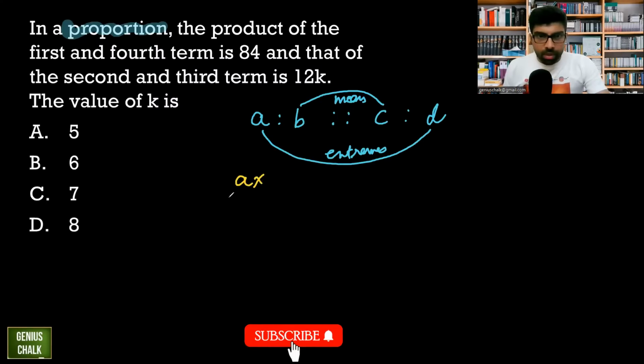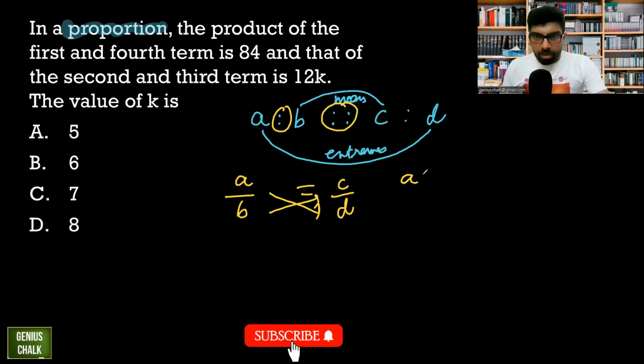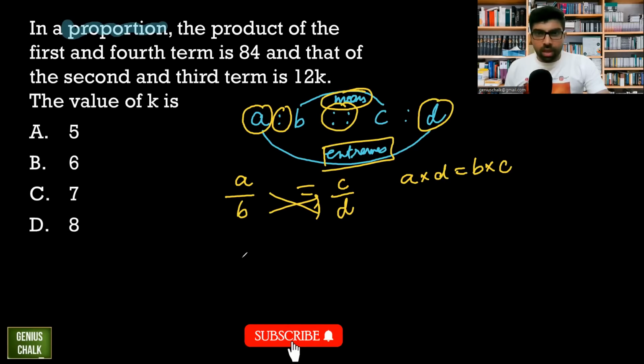So A by B, this is a ratio, right? Ratio means fraction. And this equals C by D. This means they are in proportion. So we can write that A multiplied by D equal to B multiplied by C. You can see this is A, this is D. These are called extremes. This is B, this is C. These are called means. So this is the logic we have.